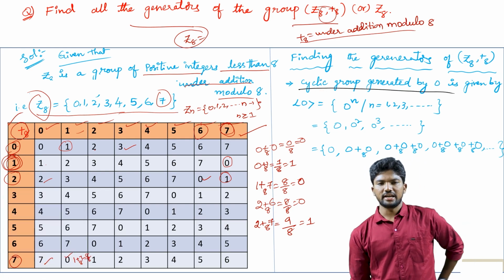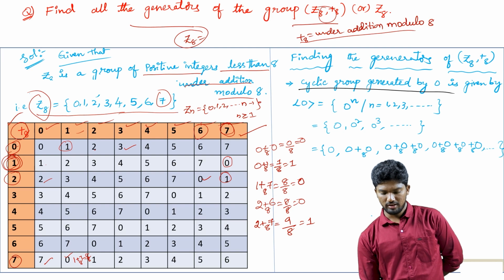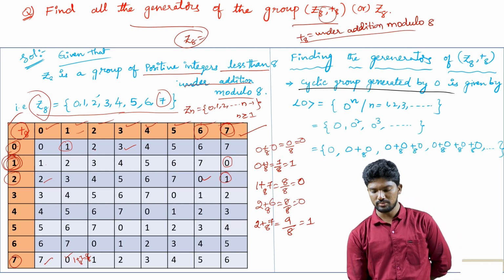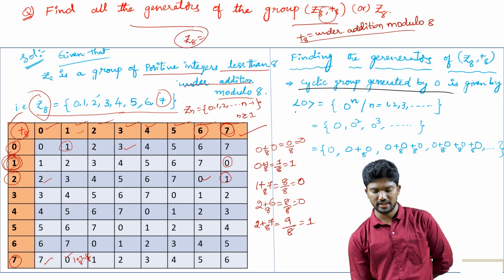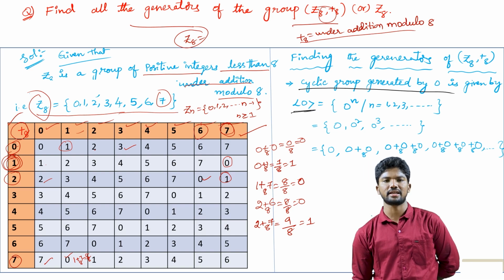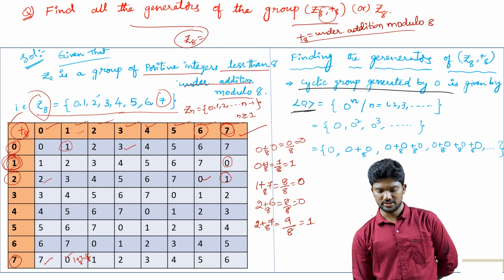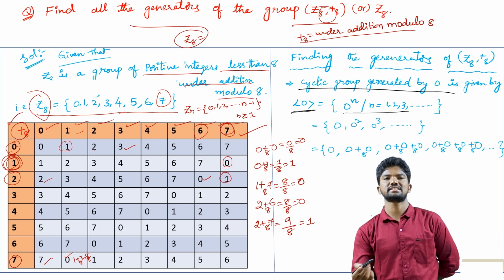The cyclic group generated by the first element 0. Now here in Z suffix 8 the first element is 0. The cyclic group generated by 0 is given in this format. This is the mathematical representation of the generator of a cyclic group. So this is the definition of the cyclic group: 0 power n, where n is equal to positive integers 1, 2, 3 and so on.